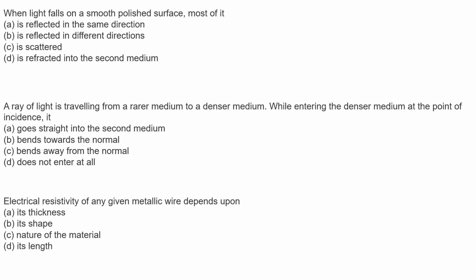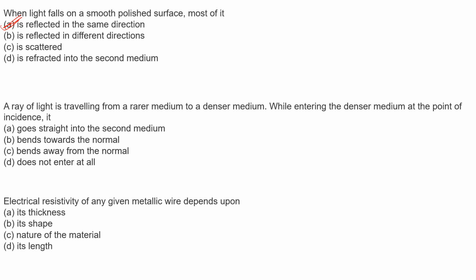So if you remember the laws of reflection in particular, then you find out that when light is incident on a smooth polished surface, most of the light is reflected back into the same medium, that is, in the same direction. So option A is correct here for this particular case. Most of the light is reflected in the same direction, and some of the light is reflected or absorbed by the medium on which it is incident, right?